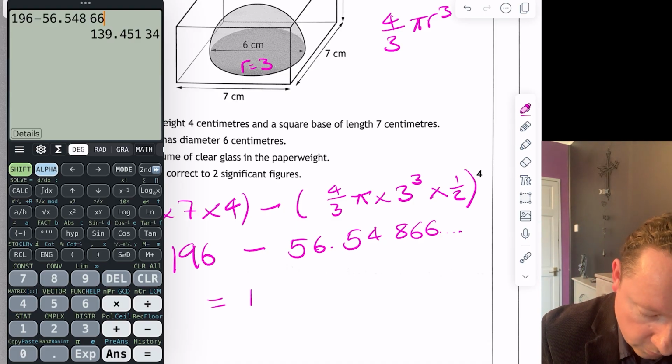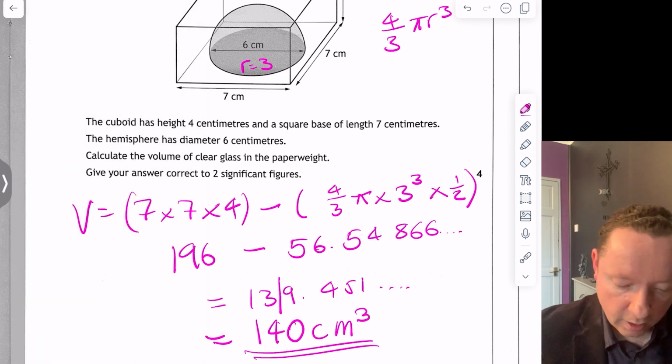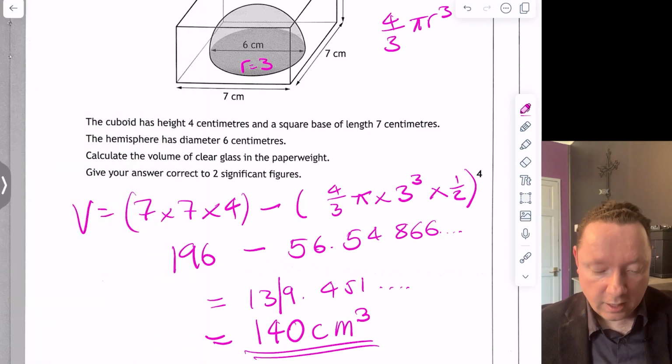So that gives me 139.451 and a bunch of other numbers, and I only need two significant figures, so I'm rounding here. That rounds up to 140, and the units are centimetres cubed. And there you are, there's your volume of the paperweight glass.